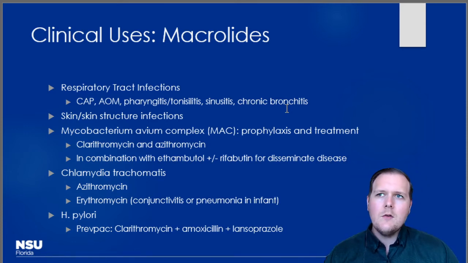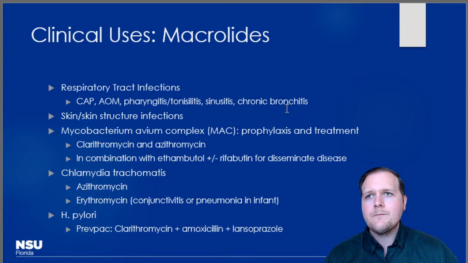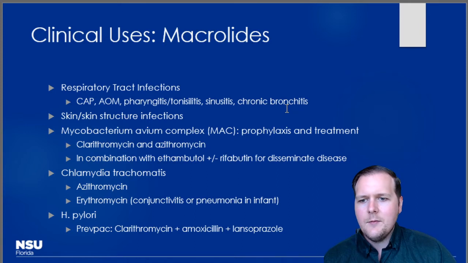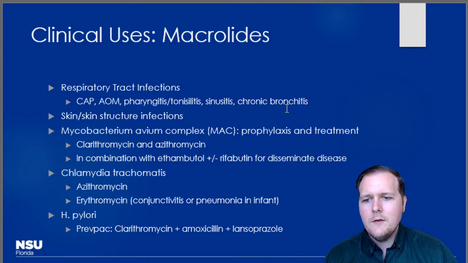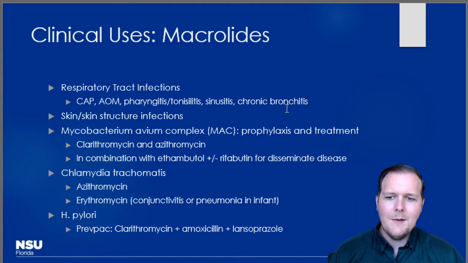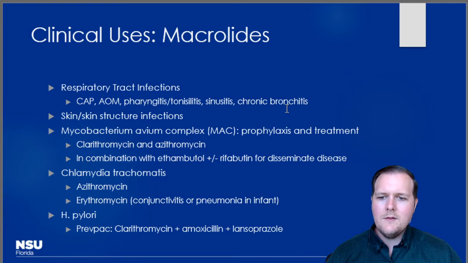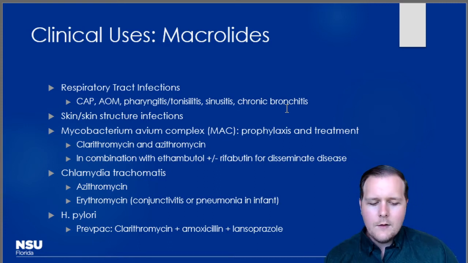And I said we don't use a lot of macrolides for GI tract stuff, but what's interesting is that with H. pylori, which is a pretty big cause of peptic ulcers, we actually do use the macrolides because they have pretty good activity against that. So you might see clarithromycin, azithromycin being used for that purpose as well. So a lot of uses for the macrolides, a pretty high volume antibiotic that you'll see used in your clinical practice.